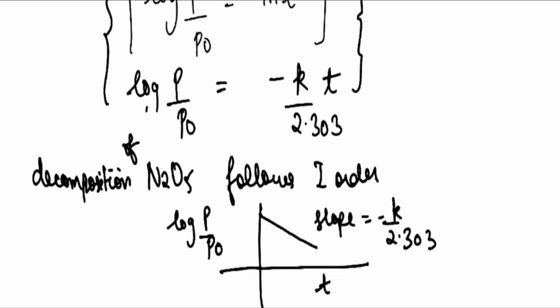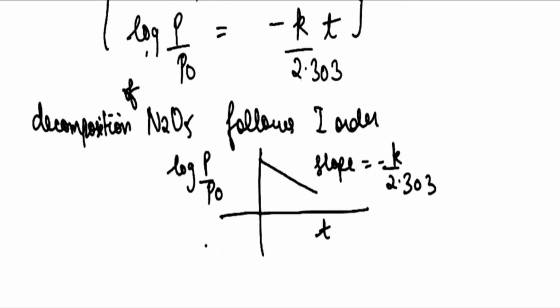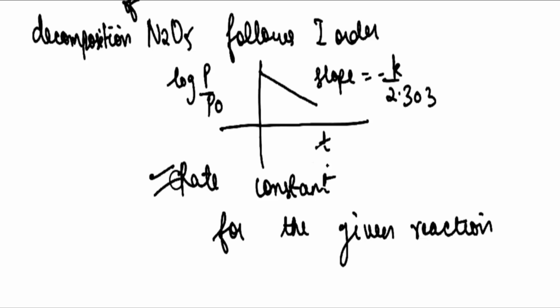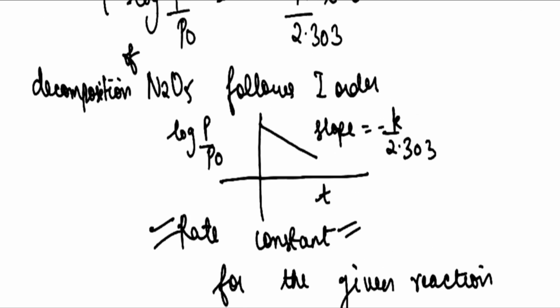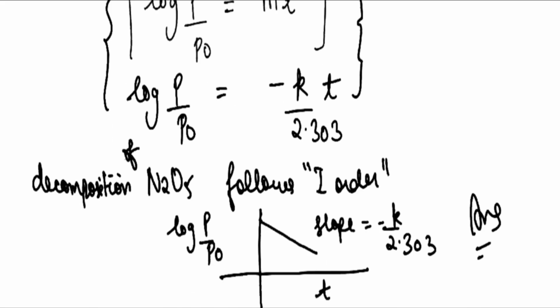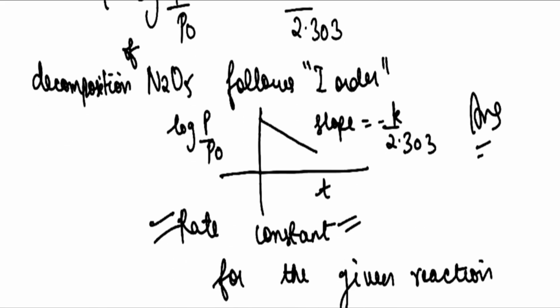So from this curve, we can easily determine the rate constant for the decomposition of N2O5 for the given reaction. So two things we can find with this curve. First is the rate constant, and second, we can prove that the reaction follows first order. So these are the answers of the parameters we obtain from the given data that states that the logarithmic of partial pressure versus time is linear. So this is our answer for the given question.